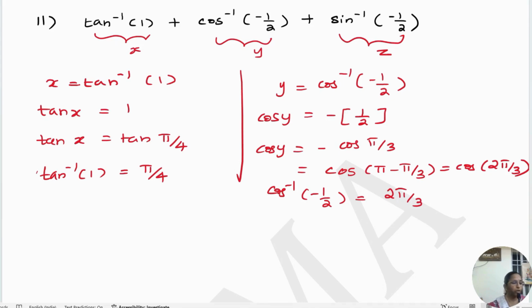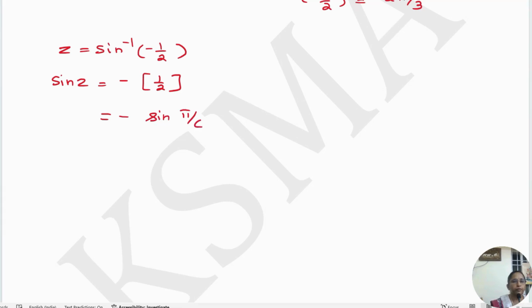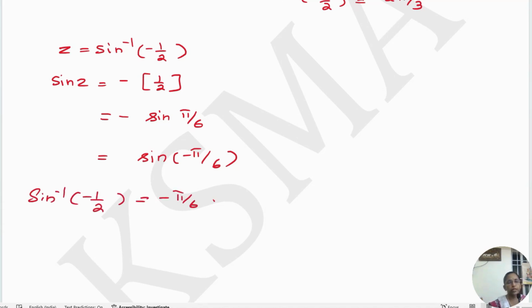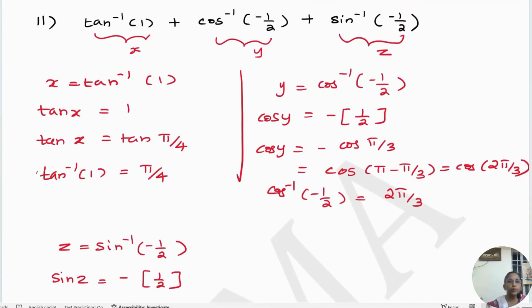And similarly consider your third term, z is equal to sin inverse of minus 1 by 2. So sin z is equal to minus 1 by 2, and minus of sin pi by 6. And we know sin of minus theta is equal to minus sin theta. So this is sin of minus pi by 6. This value falls within the principal branch value. So sin inverse of minus 1 by 2 is minus pi by 6. Now look at your question, x plus y plus z.